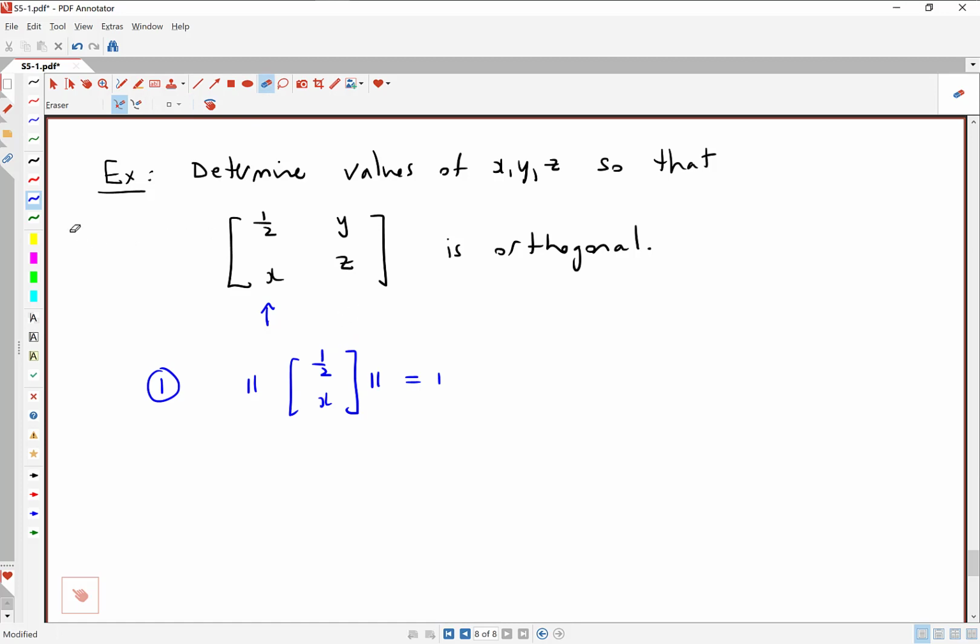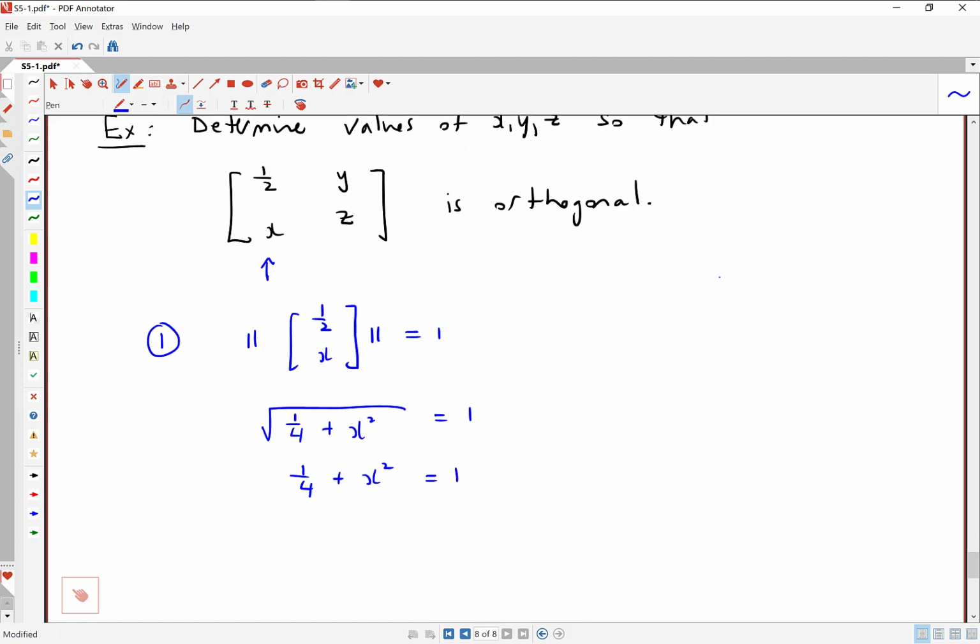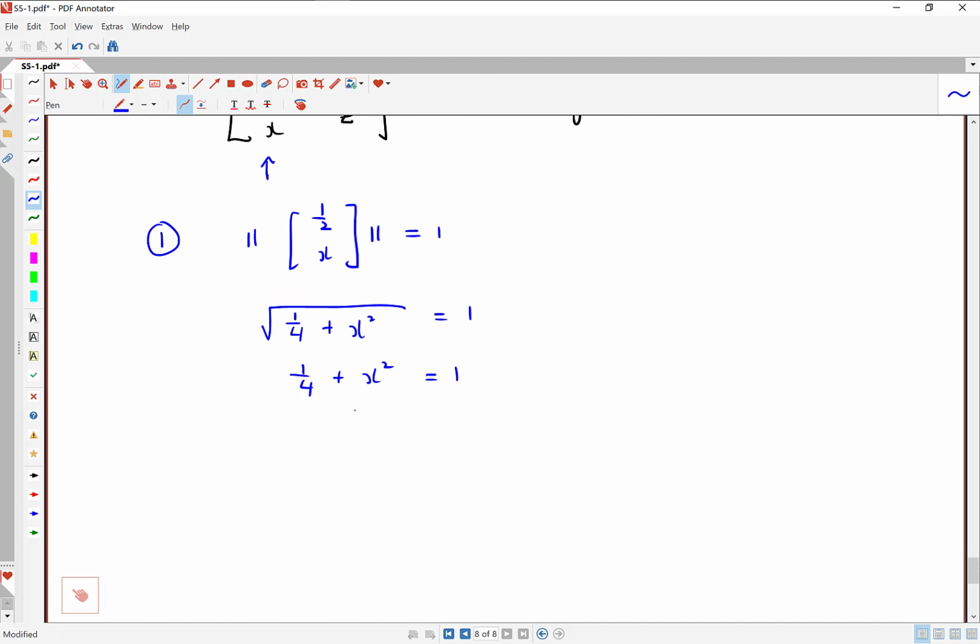So in particular, that should help us figure out the possible values of x. So let's just talk about the length of this vector. It's going to be the square root of the sum of the squares of the components. So we've got root 1/4 plus x squared, which is going to be 1. We can square both sides and say 1/4 plus x squared is going to be 1. In other words, x squared is 3/4.